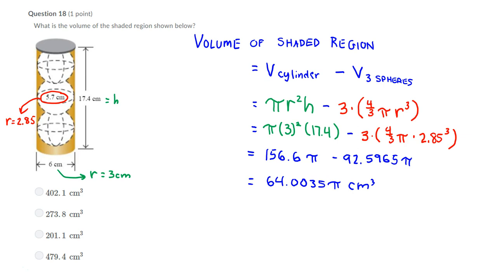And other times they're not going to ask you to do that. So at this point, you would multiply 64.0035 times pi. Most scientific calculators do have a pi button. If not, you could use 3.14 to get an approximate amount. And you get about 201.1 cubic centimeters. And that is the last question you were given on the practice quiz.